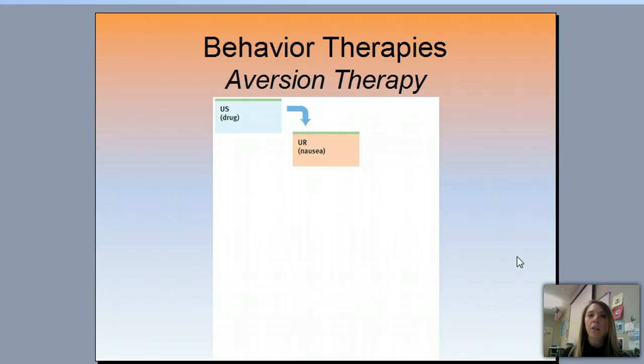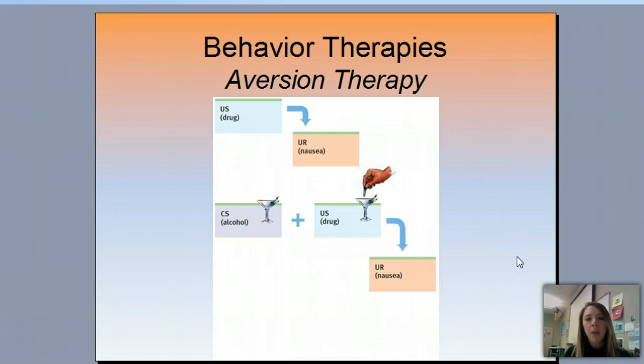So the unconditioned stimulus before was a drug. Remember, an unconditioned stimulus meaning that there's no type of learned thing with it. So the drug, the unconditioned response is that I became nauseous. So I took the drug and I became nauseous. These are my unconditioned things. Nothing's been learned yet. Okay? Now I'm going to add alcohol with it, and I'm going to add that drug to the alcohol. And again, I'm going to feel nauseous, right?